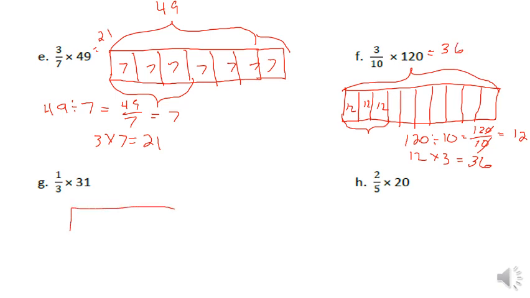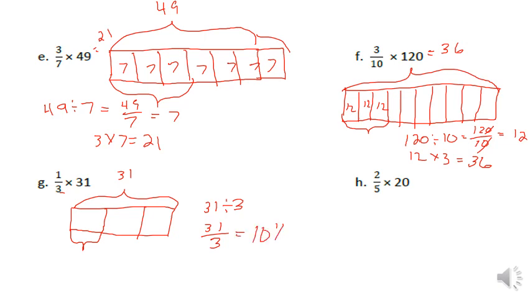On G, so again, putting your total of 31 on top, we're splitting it into thirds. This time we are looking for 1/3. So we know we have 31 divided by 3, which equals 31 thirds, which equals 10 and 1/3. And I know that because 3 goes into 31 10 times, which is 30, and 1 left over, 1/3. So we know each one of these is going to be 10 1/3.